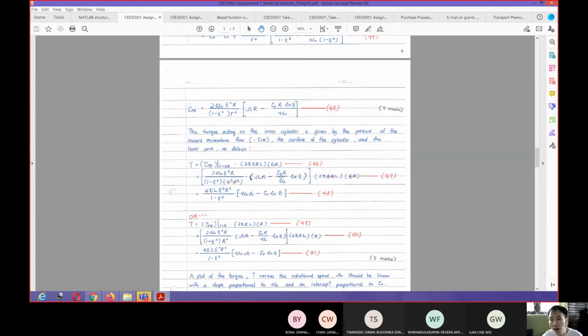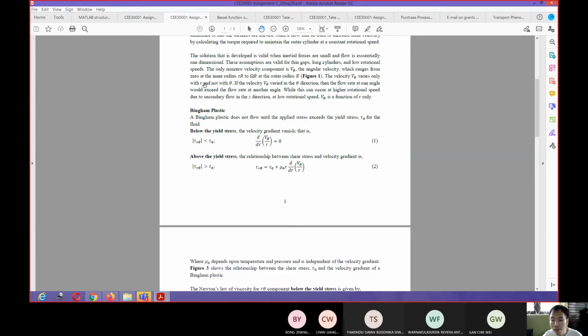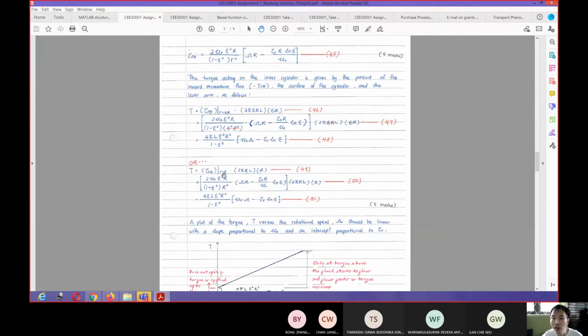And then how about the torque acting on the inner cylinder? The torque acting on the inner cylinder is given by the product of the inward momentum flux, the surface of the cylinder, and the lever arm. This one, I also already gave you a hint. I don't just give a problem without giving you hints everywhere. Then what you need to do is, if you do everything properly, you can either take the inner cylinder or the outer cylinder. It will give you the same result, not a different one.